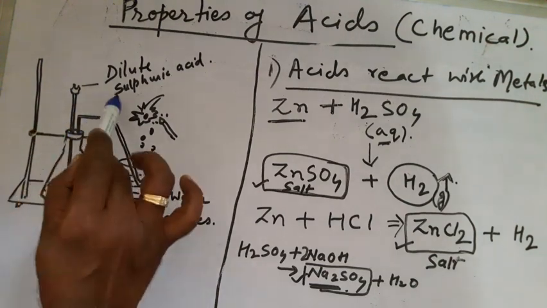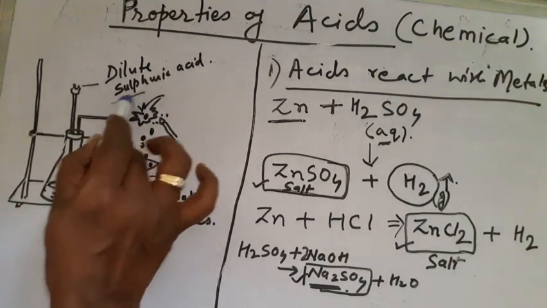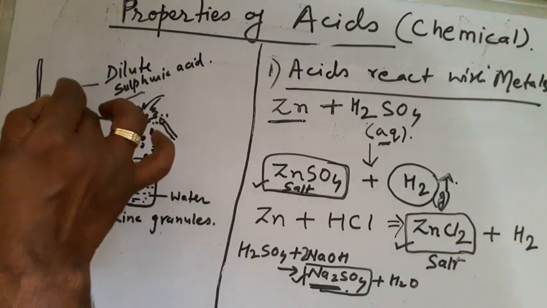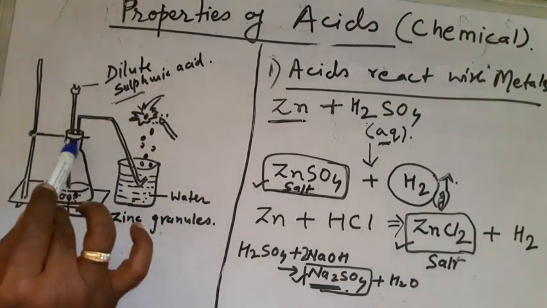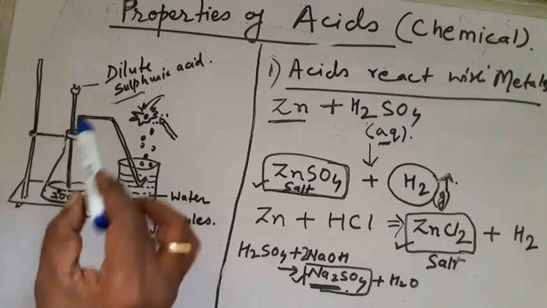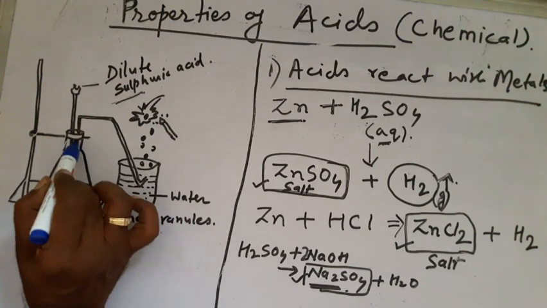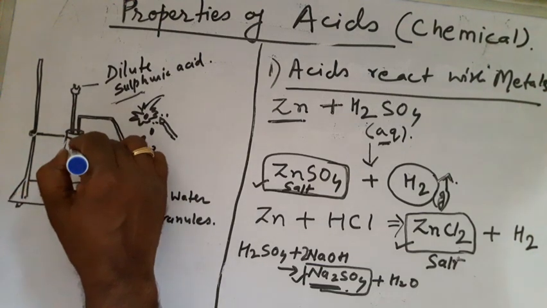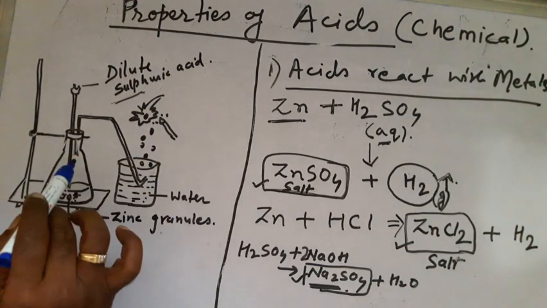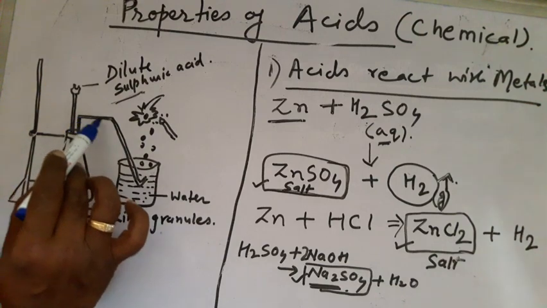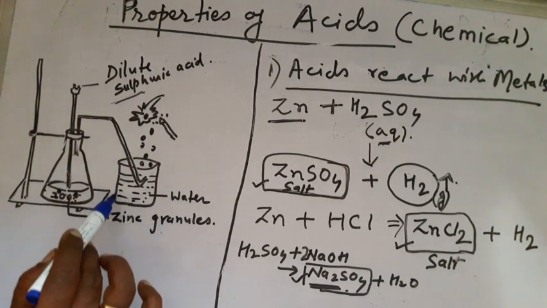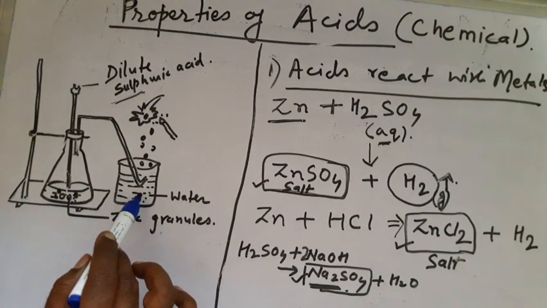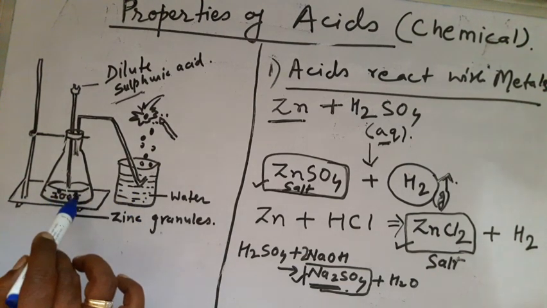So the long end funnel, we use it to drop dilute sulfuric acid. You just add dilute sulfuric acid from here because it is already airtight. And here you see that this is the outlet end. This outlet just enters into the beaker, and this beaker contains water.